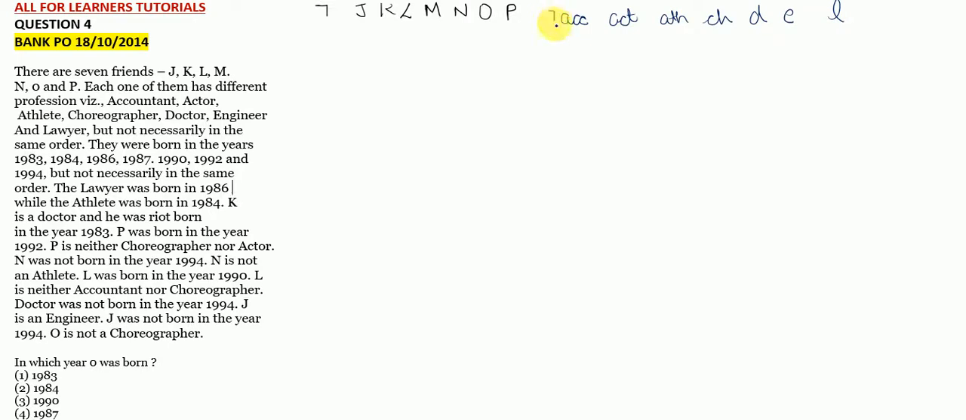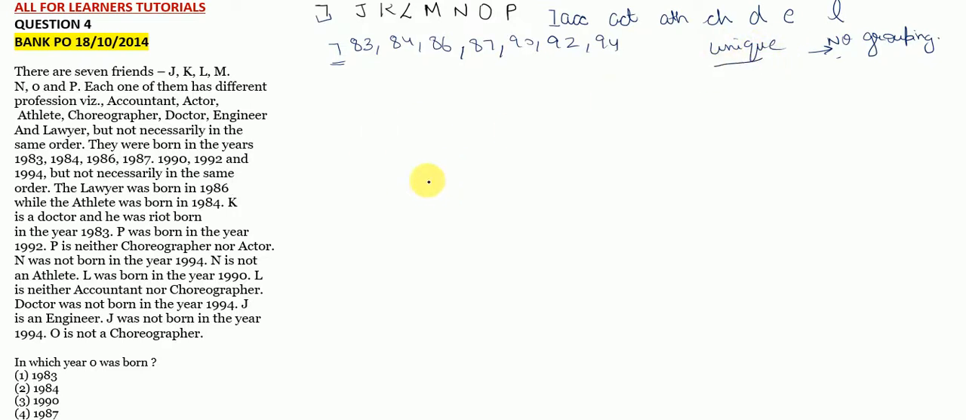These are also 7. Now, they were born in the years 1983, 1984. So just write the last two digits: 83, 84, 86, 87, 90, 92, and 94. These are also 7. That means people are 7 and other details are also equal, so there will be no grouping. All will have a unique relationship. This question is completely about unique relationships.